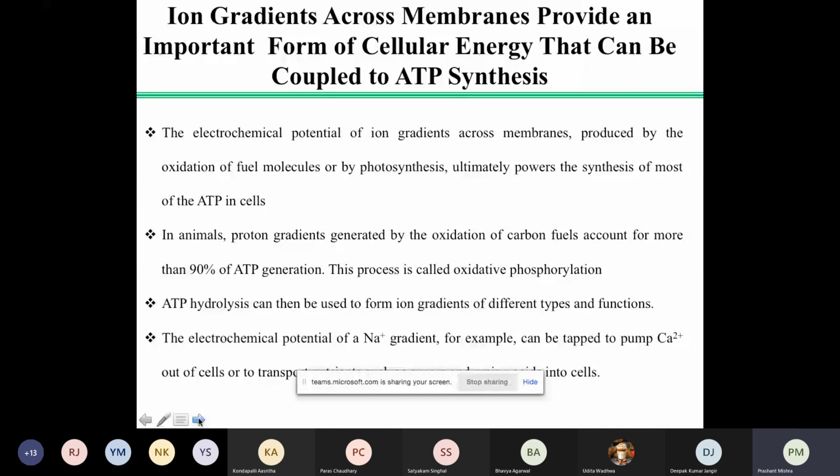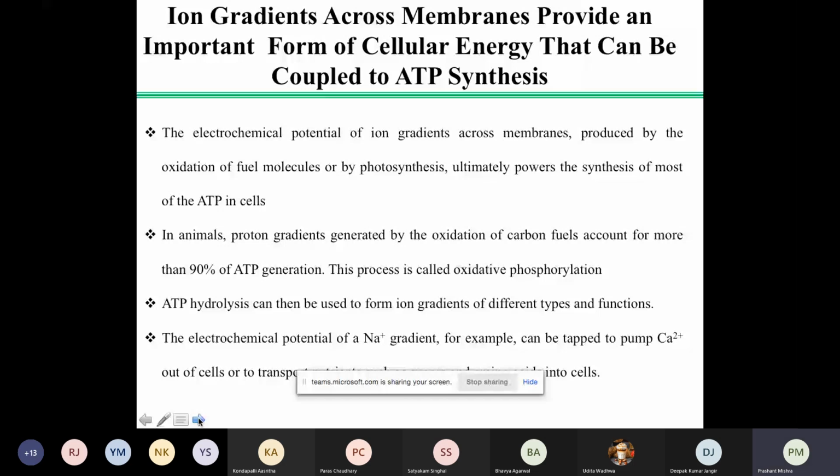Now, in animals, proton gradient generated by oxidation of a carbon fuel accounts for more than 90% of ATP generation. So it becomes a very, very important process by which ATP is being produced. And this process is called oxidative phosphorylation, as I said. But in the case of a plant, it is by photophosphorylation. So in animals, it is oxidative phosphorylation. In plants or in phototrophs, it is by photophosphorylation.